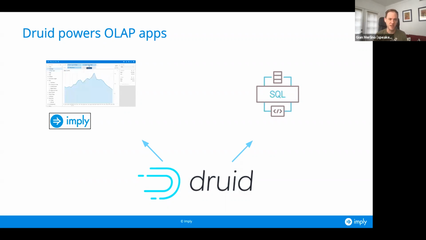Druid doesn't just power Imply Pivot, it also speaks SQL. And so you can build your own applications on top of Druid, and many people do that. It is a very popular use case.